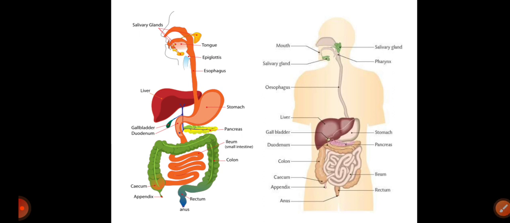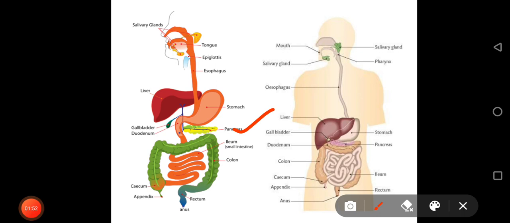Then bile juice, which is secreted by the liver and gallbladder. In the gallbladder, bile juice is stored and concentrated. The gallbladder also plays an important role. The pancreas releases trypsin, chymotrypsin, and carboxypeptidase. So these all are protease, peptone-digesting enzymes.